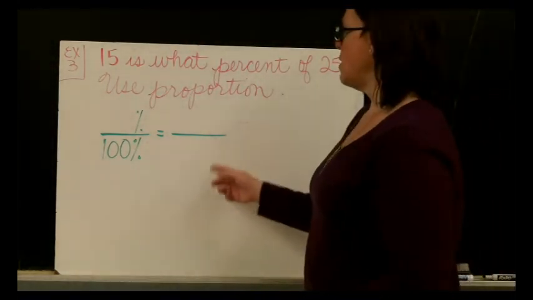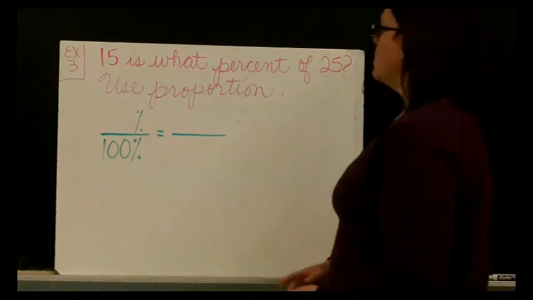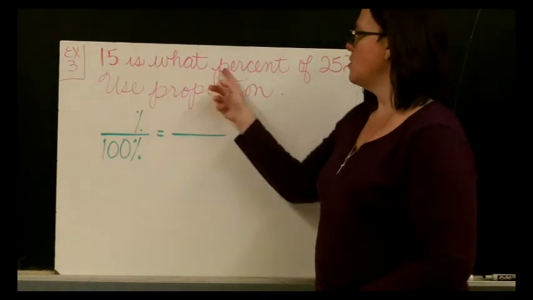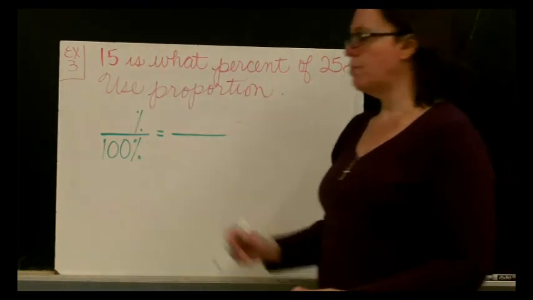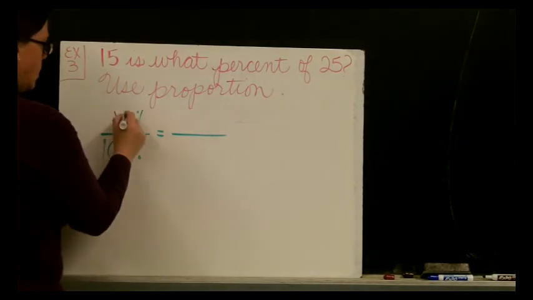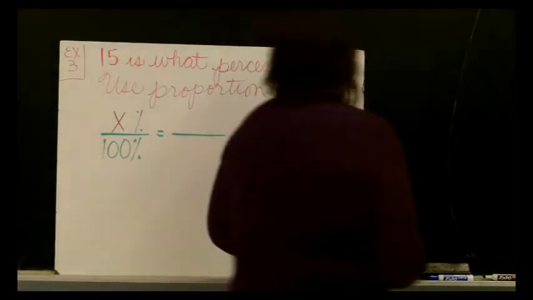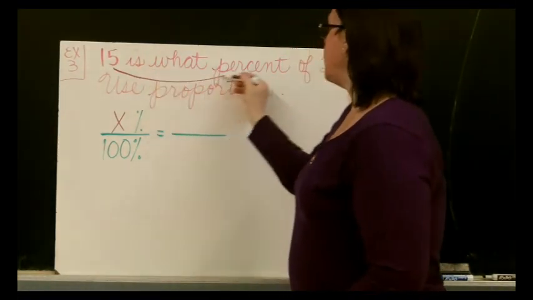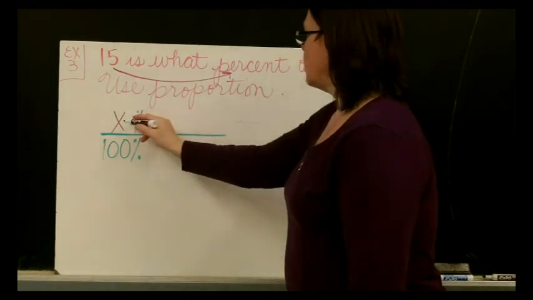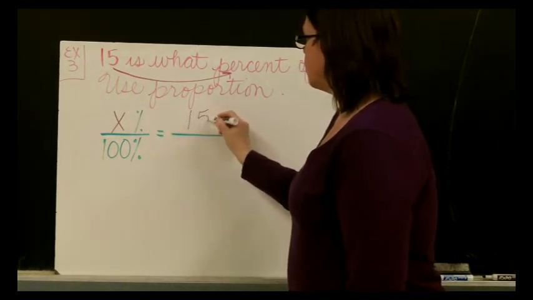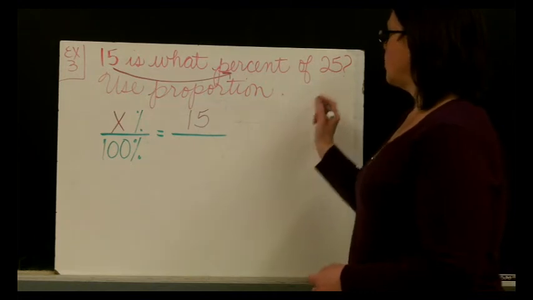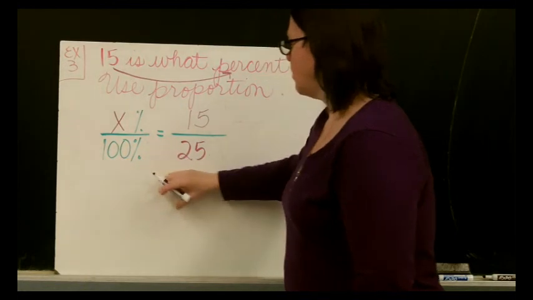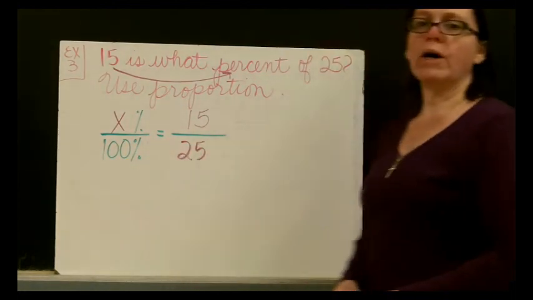And here we have our last example. 15 is what percent of 25? 15 is what percent? We don't know our second percent, so we put our x right here. Linking verb is. 15 is the unknown percent. The unknown percent is in the numerator. That's where our 15 goes. 25 is our whole. That goes in the denominator so that it's even with the percent that is a whole, 100%.